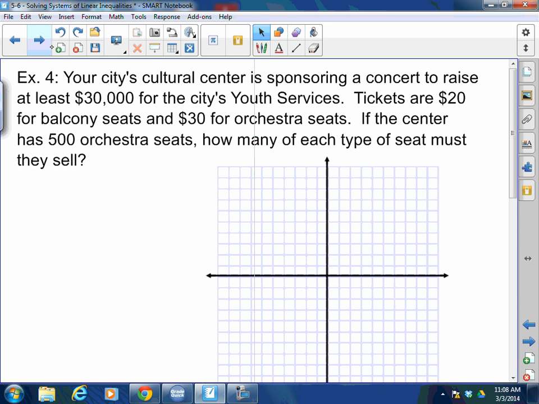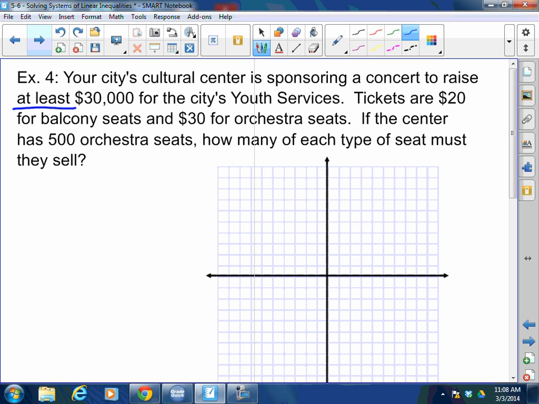Okay, your favorite part. Word problems. Your city's cultural center is sponsoring a concert to raise at least $30,000 for the city's youth services. Tickets are $20 for the balcony seats and $30 for the orchestra seats. If the center has 500 orchestra seats, how many of each type of seat must they sell?